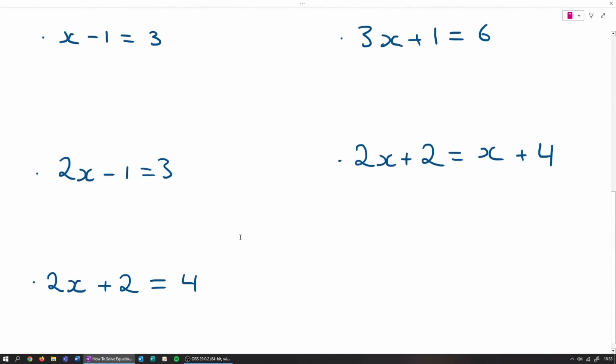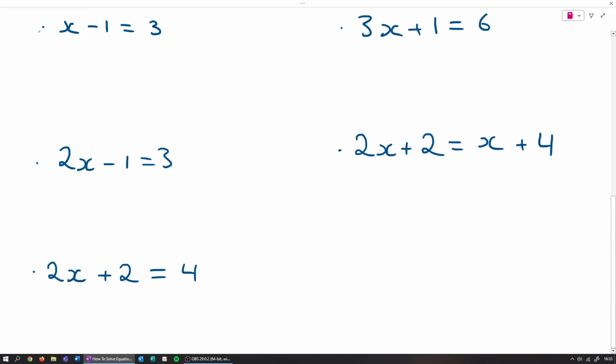So I've written 5 examples and we're going to go through them. So this on the left here, top left, x minus 1 is equal to 3. What this is saying is that x is something we don't know, it's having 1 taken away from it, and it's 3. Now to a lot of you, you could probably see immediately that x is 4, because 4 minus 1 is 3. But let's say we didn't see that, okay?